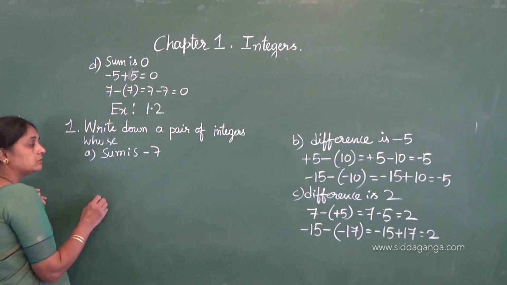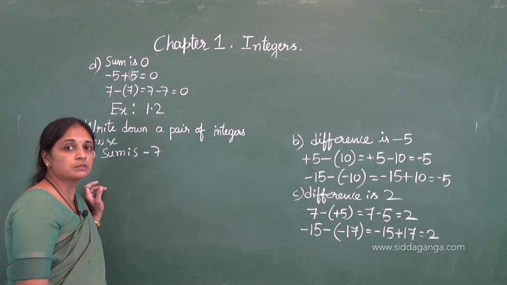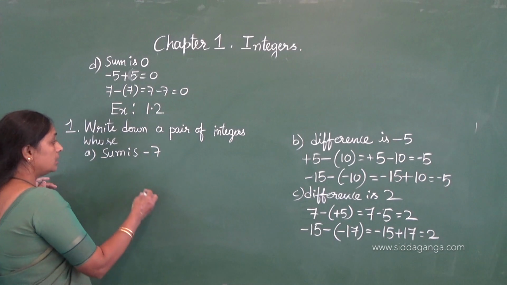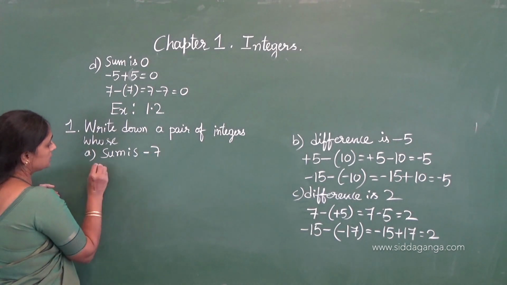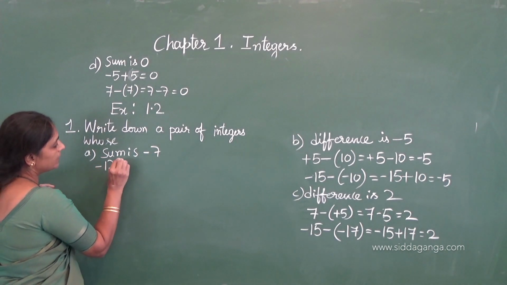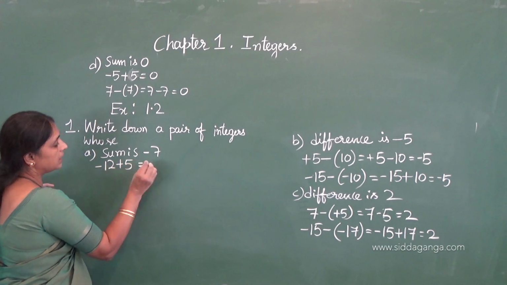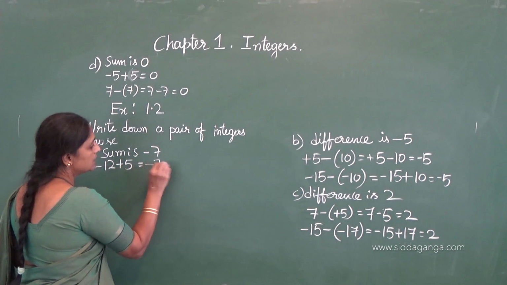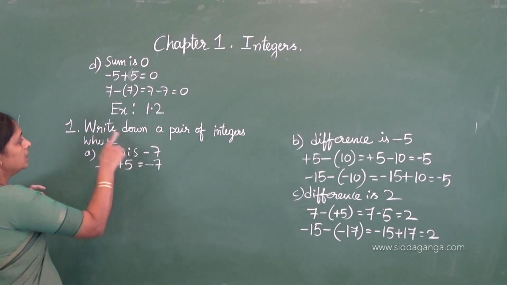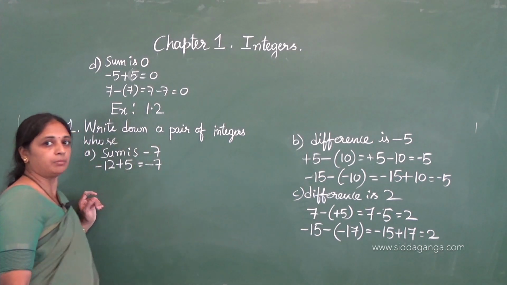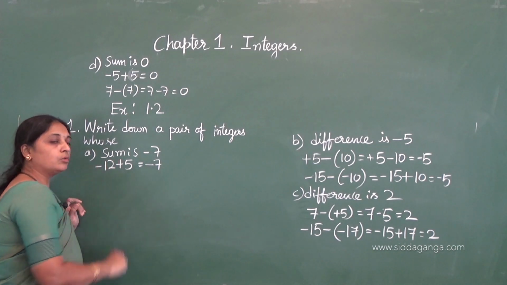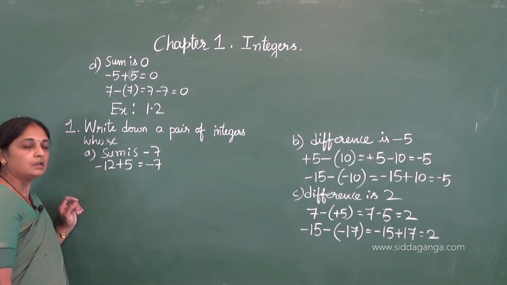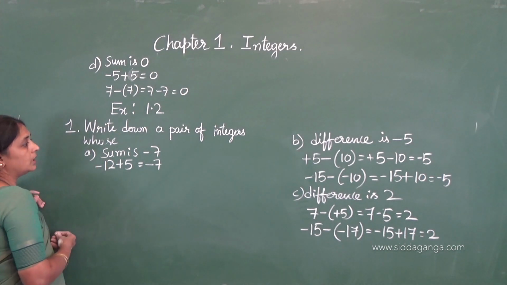When we get minus 7, what are the numbers we can take for a pair? Here we can take minus 12 plus 5. Then minus 12 plus 5 is minus 7. This is one pair. They are asking for a pair, so you have to write only one pair. I will show you another one.